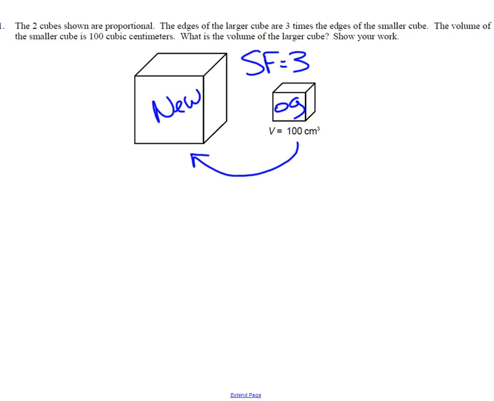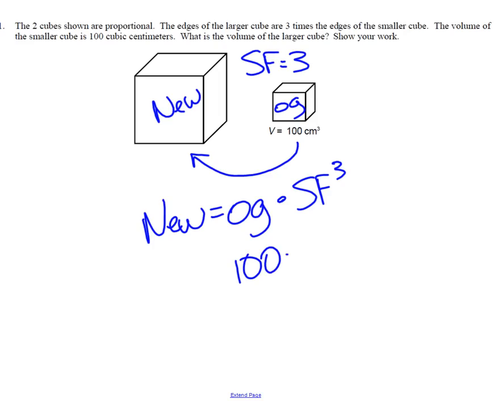So we write down our formula. We say that the new volume is equal to the original volume times what? Scale factor cubed. Why cubed? Because we're doing volume. Because volume's in 3 dimensions. So our original is 100 times our scale factor, which is 3 cubed. 3 cubed is 27. 27 times 100 is, so what is our new volume?